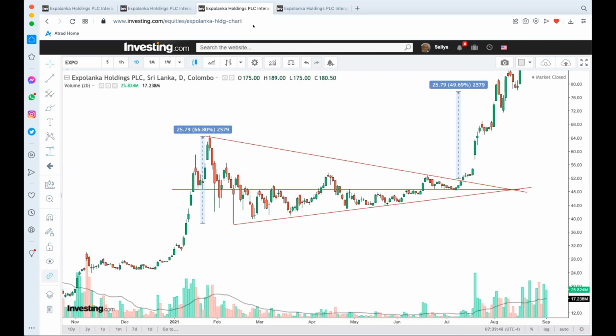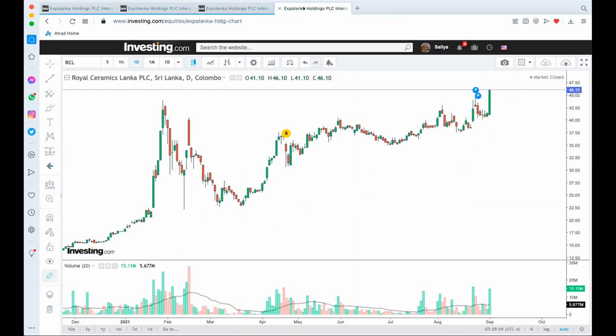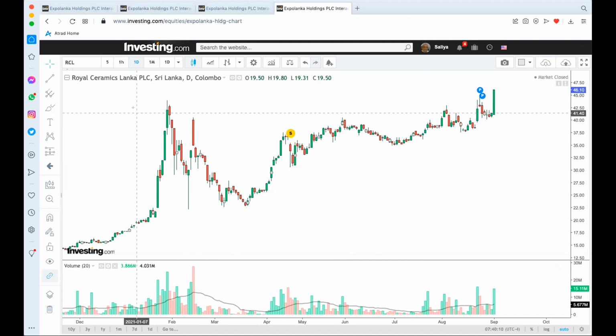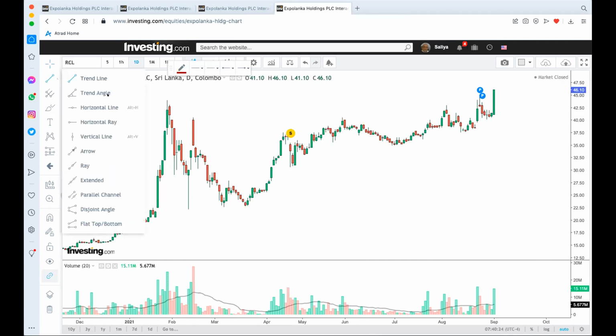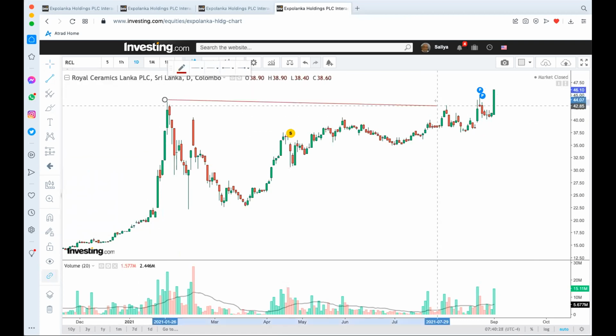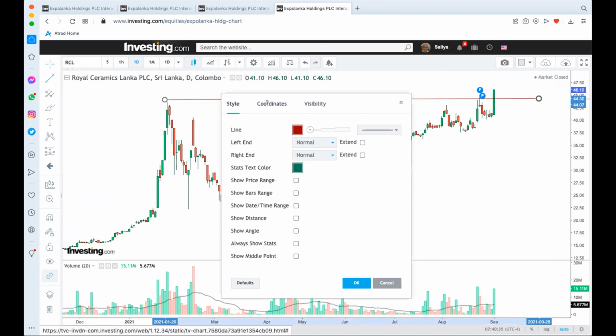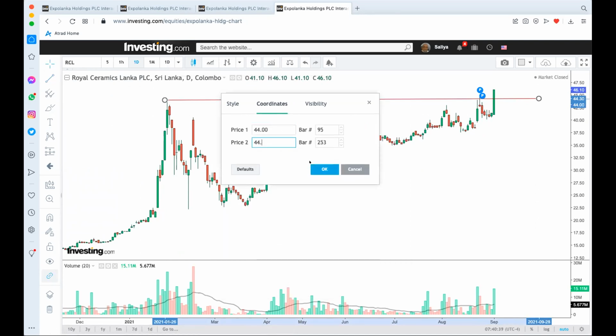Right? Then another extension, or I would say, another formation of a chart. If you take a formation of a pattern, which is also a triangle, but not a symmetrical triangle, it is the ascending triangle. Now, this is the RCL. This is the high, right? And we will be using that high, which is at 43.95. That is, let's say, 44 rupees.